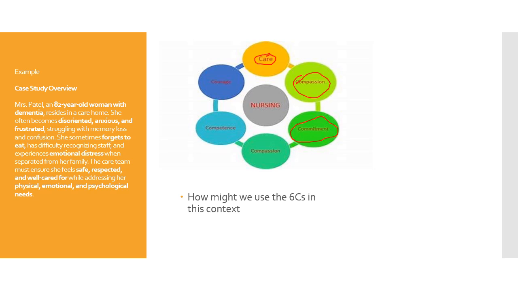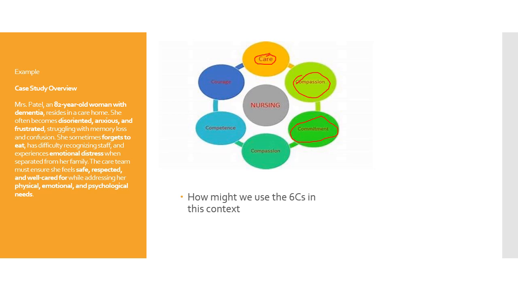And then next is communication. I'm so sorry, communication is missing from this picture, so we can discuss it anyways. Communication: since Mrs. Patel struggles with memory and verbal expression, staff should use clear, simple language, visual aids, and body language to help her understand and respond. They should also communicate regularly with her family to ensure consistency in her care. So in this way, they can show the communication.